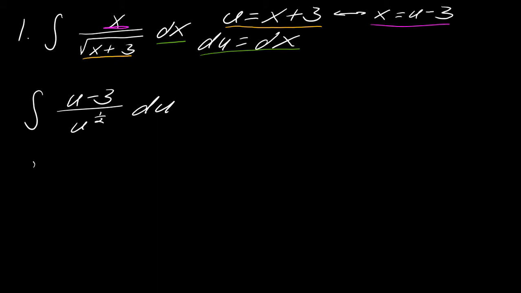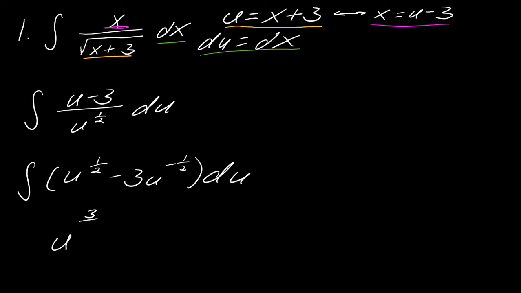So this is going to become u to the 1/2 minus 3u to the negative 1/2, not 1/3, 1/2. And this I can integrate no problem. Now this will become u to the 3/2. I always like to add the 1 first, and then I multiply by the reciprocal of the exponent here. And then here, this will be u to the positive 1/2, so this will be 3 times 2, and then all of that plus c.